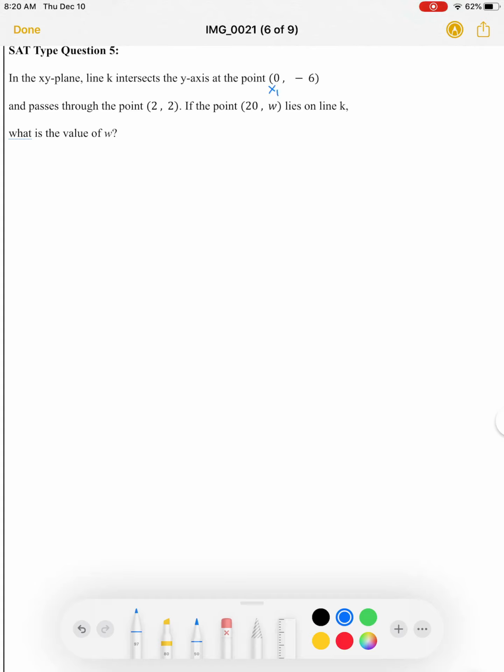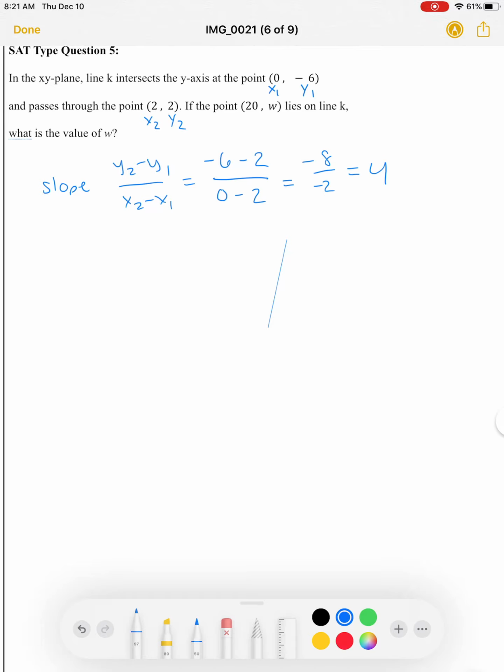I'm going to let the first point that they gave us be our x1, y1, and the second point be our x2, y2. And I'm going to find the slope using the slope formula. We'd have, using substitution, -6 minus 2 over 0 minus 2, which is -8 over -2, which simplifies to +4.